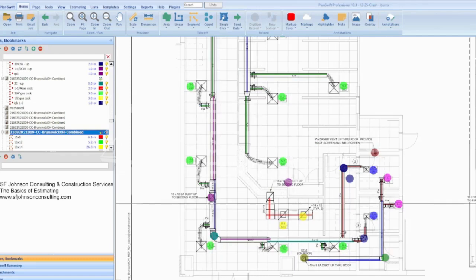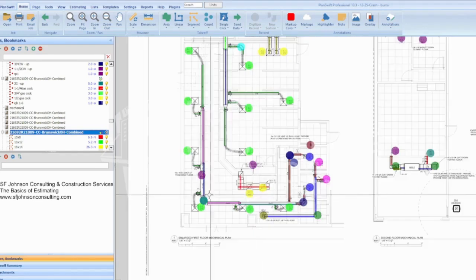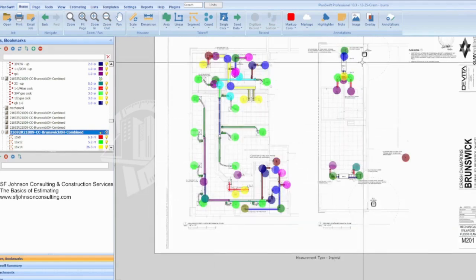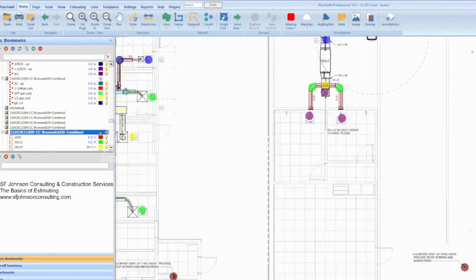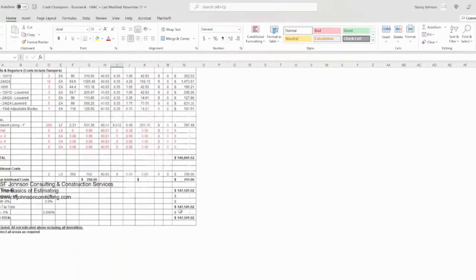So all your linears, all your 90s, return grills, supply grills, flexible ductwork, and then all the lining that's associated with it. And then you come out with a nice, professional, pretty estimate before overhead and profit, and then you have to figure out what that is.